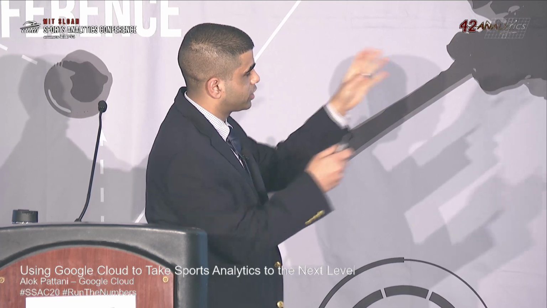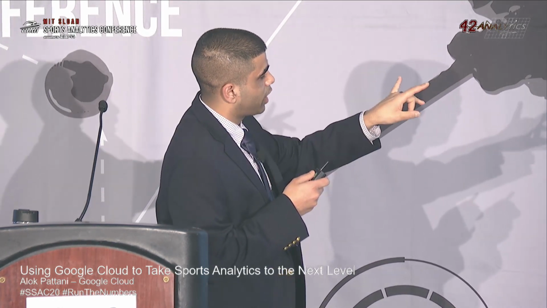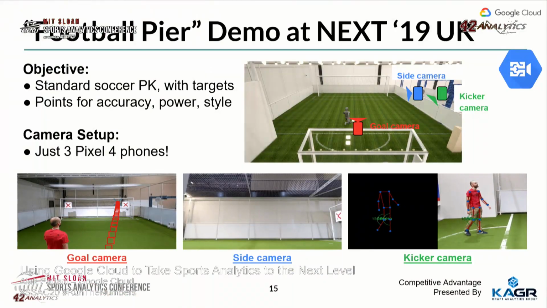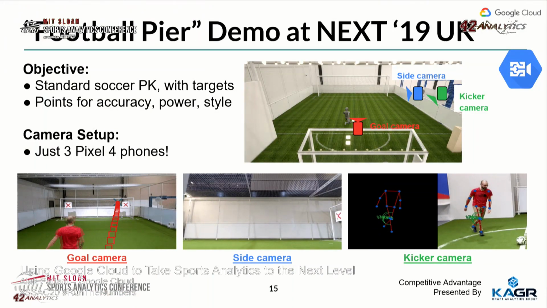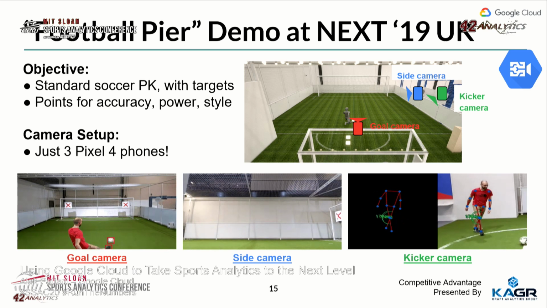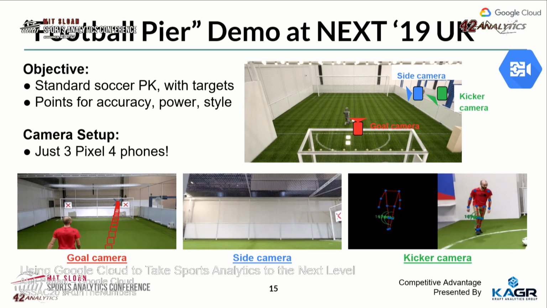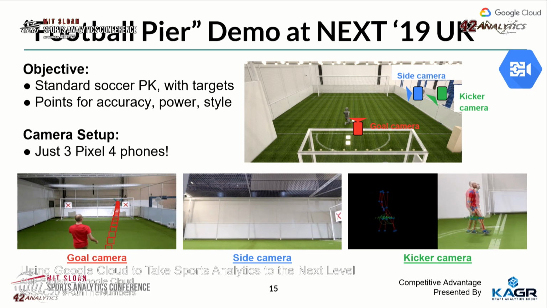pitch, this penalty kick area. And you're taking basically a standard soccer penalty kick, except you have these 2 targets, no goalie. And you're just trying to hit those 2 targets, and you're getting points for 3 things. 1 is accuracy, so how close you are to the target. 2 is power, so kind of how fast it gets there. And 3 is style, which was a little bit more subjective, but how you kind of look. So we'll get into that in a sec.